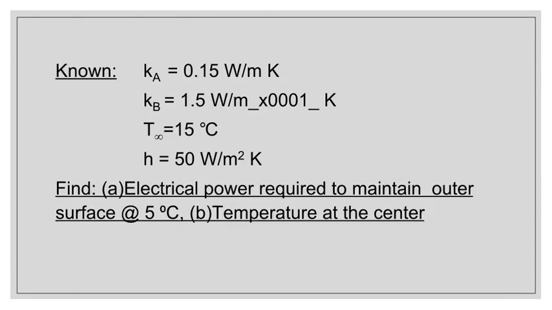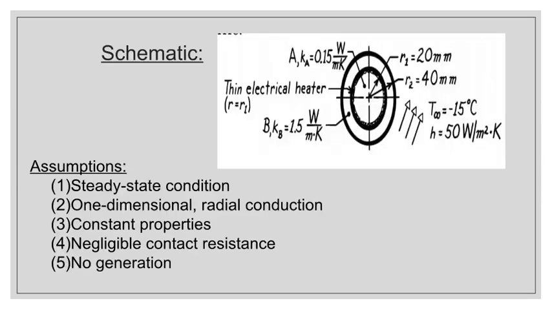In the problem, we are given the thickness and thermal conductivities of the original wall, the insulation layer, and the glass layer. We are also given the temperatures inside and outside the walls with convection heat transfer coefficients. And we are to find the electrical power required to maintain the outer surface at 5 degrees Celsius and the temperature at the center. This will be the schematic diagram of the problem, and we need some assumptions, which are steady-state conditions, one-dimensional radial conduction, constant properties, negligible contact resistances, and no generation.